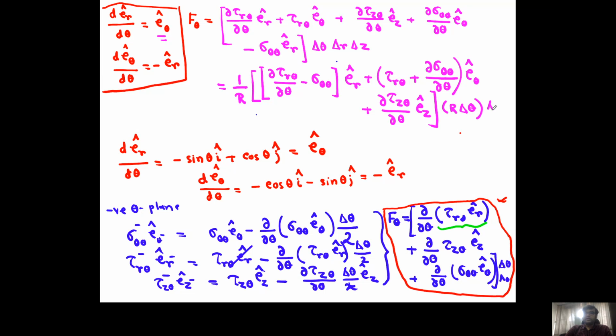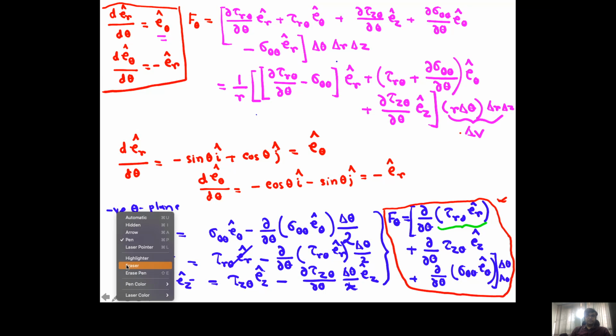and then delta r. I mean, okay, I was using small r. So to be consistent, let me erase this and this. Since I'm using small r, I should write smaller, and then delta r, delta z, and this is nothing but delta v. So this is the final expression. So let me delete everything else basically.